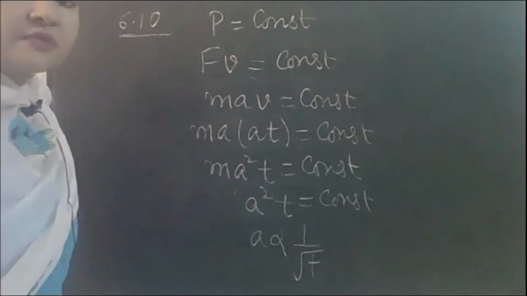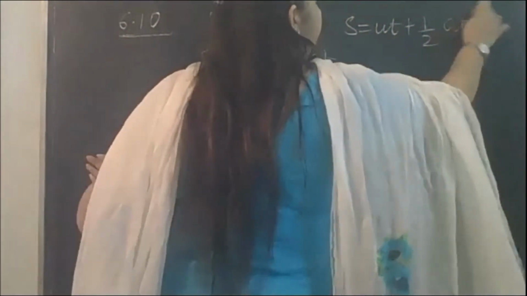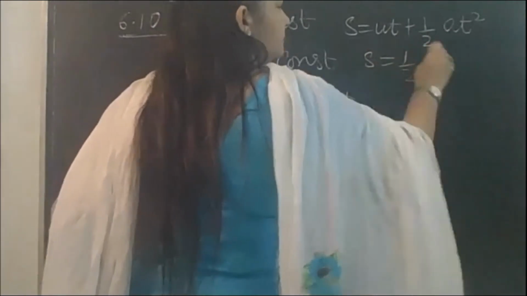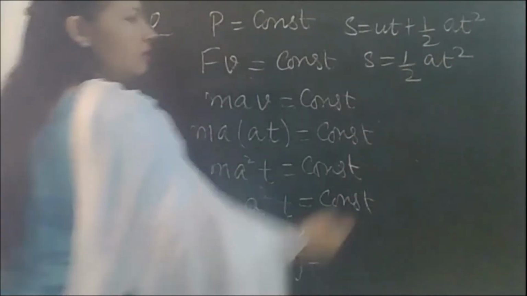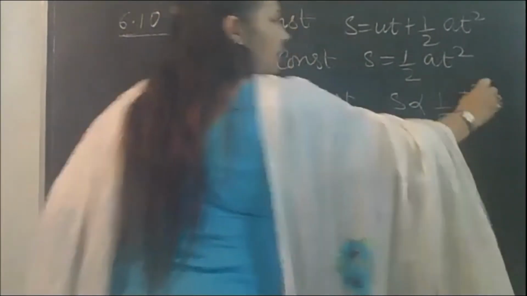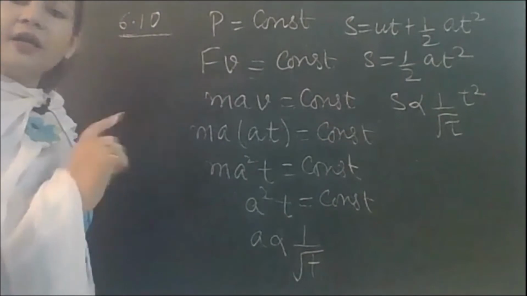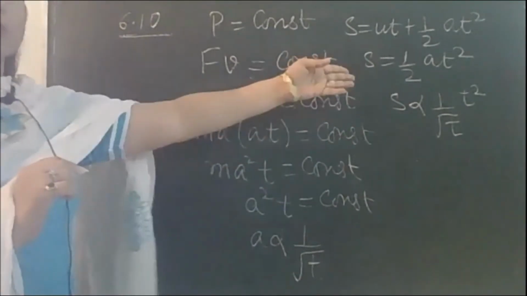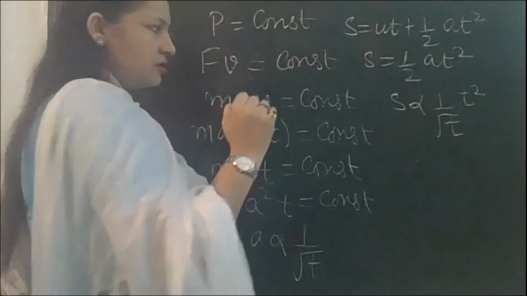We are to find displacement. So what will be displacement s? We can write ut plus half at square. u is 0 again. So s is half at square. Now half is a constant and acceleration is proportional to 1 over under root t. So s is proportional to under root 1 over t into t square. If we see only time, time is a variable, right? So we have taken half to be a constant, and acceleration proportionality also we have substituted. So displacement must also be proportional to this.